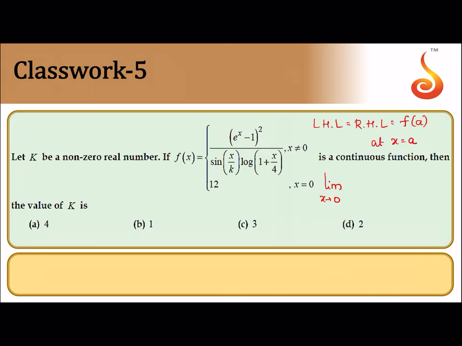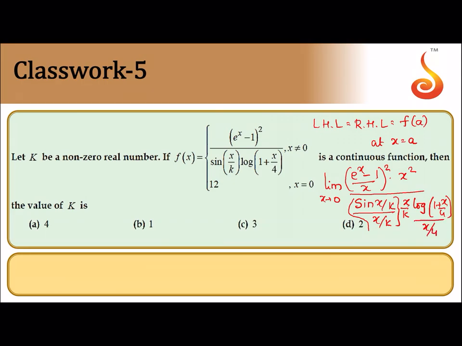So if I apply limit x tending to 0, so continuity, a function is said to be continuous when left hand limit is equal to right hand limit is equal to value of the function at x equal to a. So left and right both are same in this case. This is e to the power x minus 1 by x whole square into x square divided by sine x by k divided by x by k.